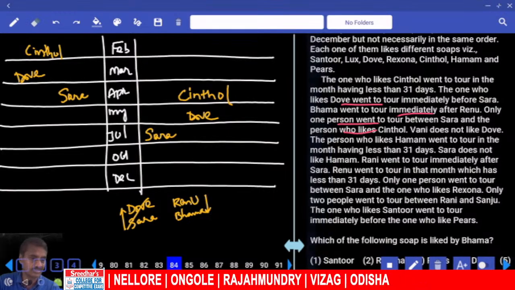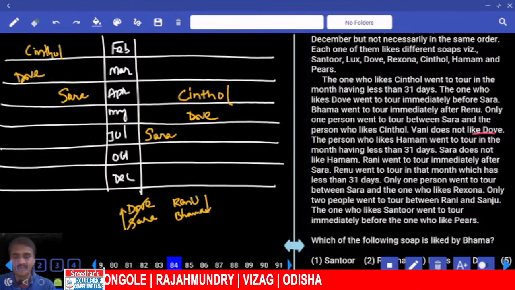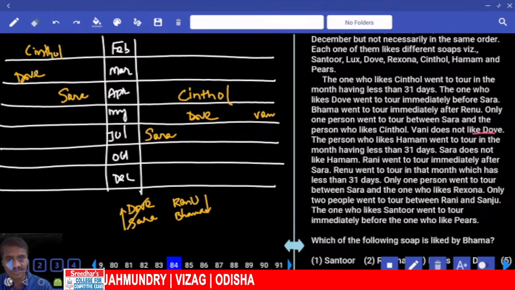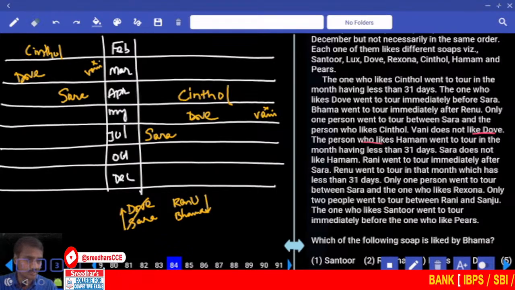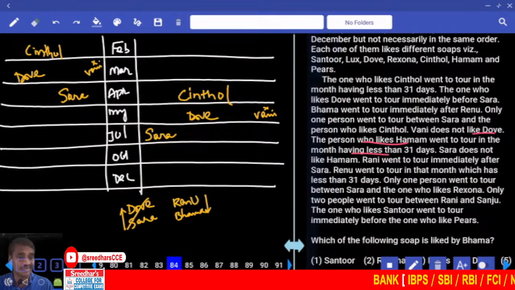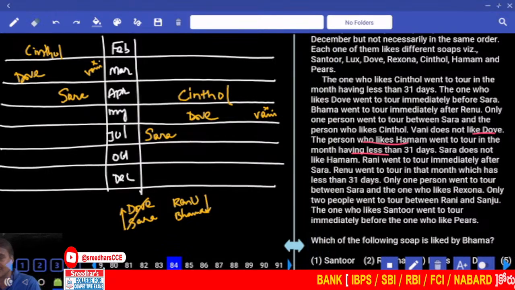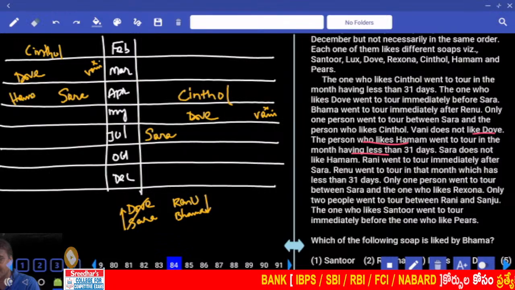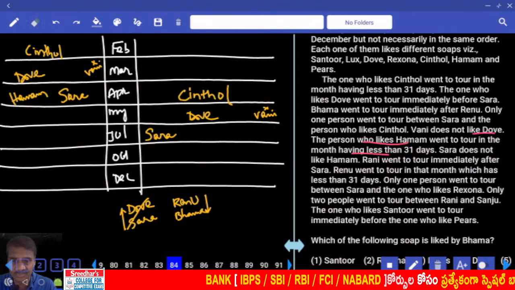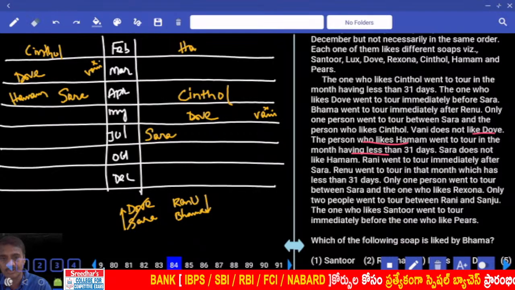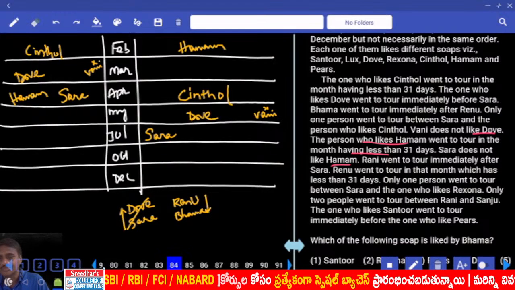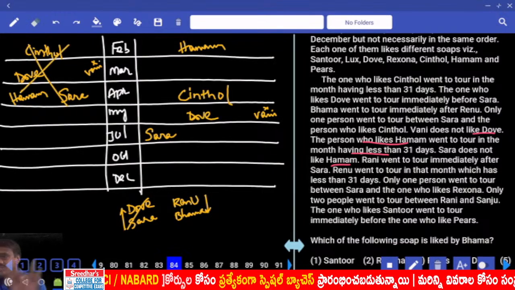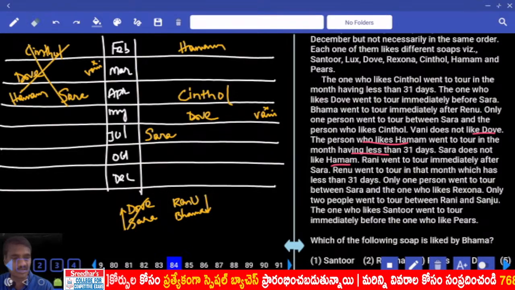And Vani does not like Dove. Vani is ruled out here. Done. And the person Hammam went on the tour in the month having less than 31 days. Hence, in the first case it is the month of April. Now in this case, if Hammam is in the month of February, then Sarah does not like Hammam. Luckily, in this case it is ruled out.